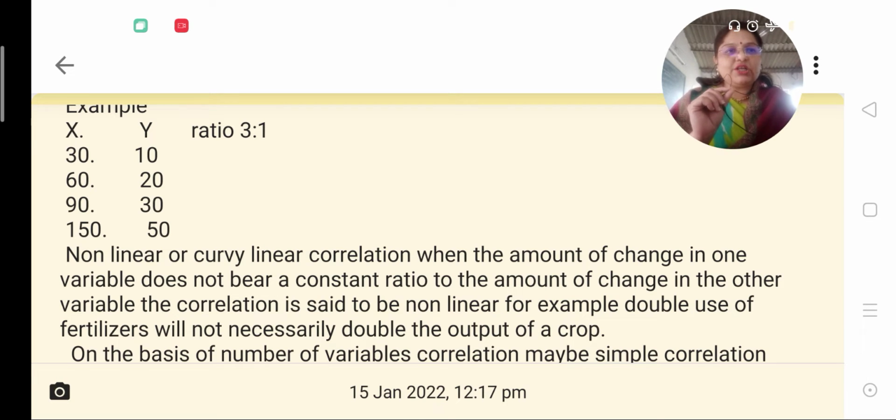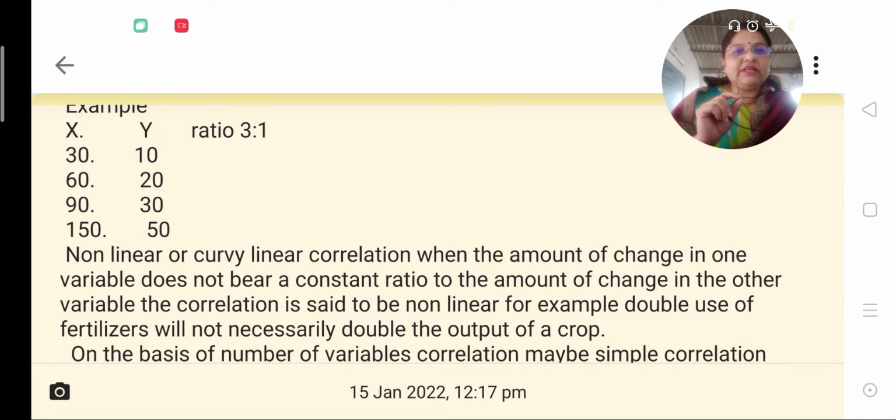So the ratio of 3 is to 1 is maintained in this movement, and hence we will say that x and y have a linear relationship. Suppose the value of y decreases. If y becomes 5, then x will be 15, 3 times y.